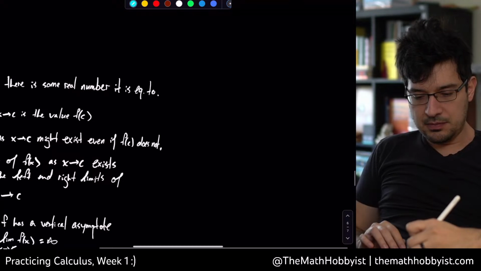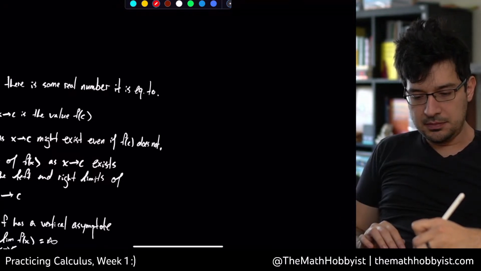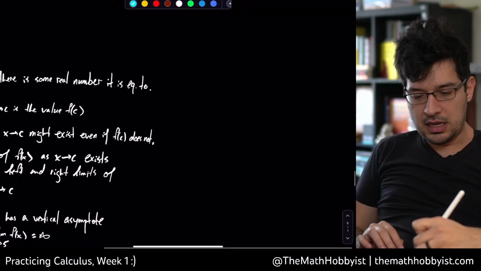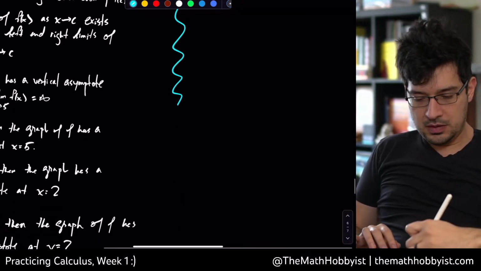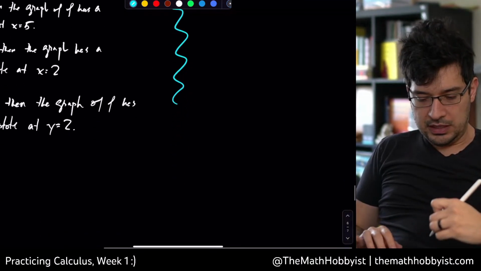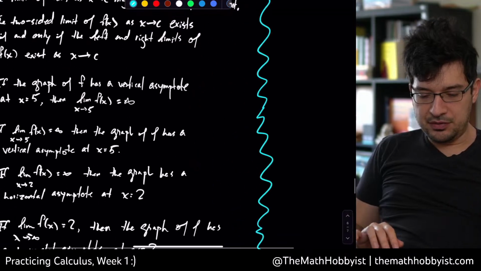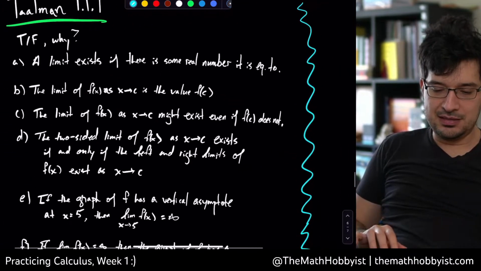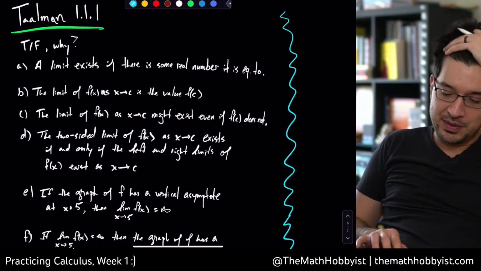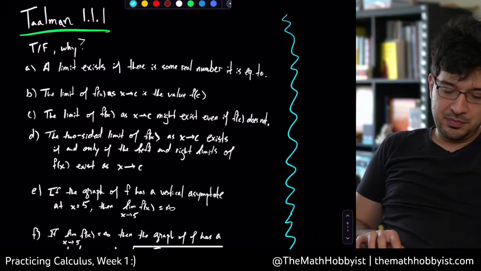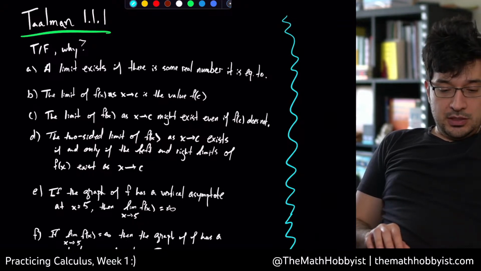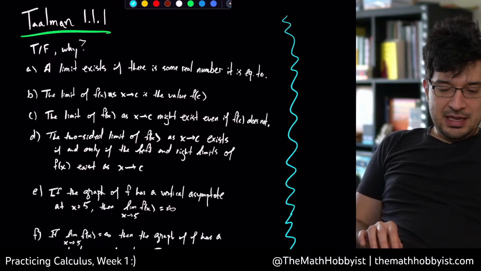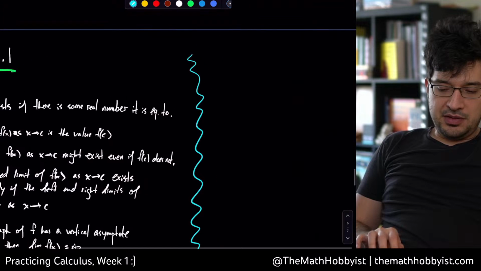Okay, this time I'm going to be a little bit cleaner, and let's draw a nice cyan line here so I can more easily separate the solutions, and I can copy and paste these problem statements without copying the solutions, or just keep them off the screen. Alright, true or false and why. A limit exists if there's some real number it is equal to.